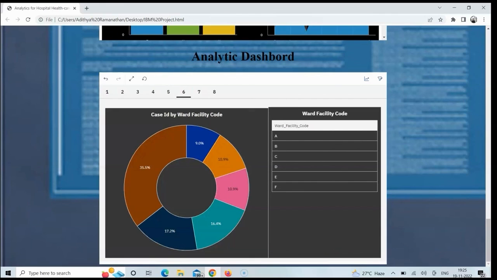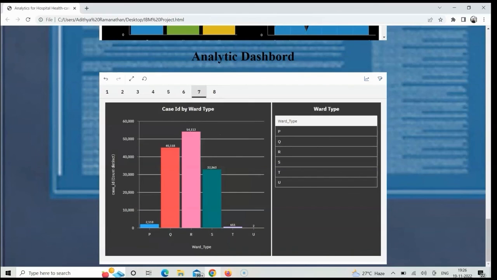Case ID by ward facility code. In this visualization, it is segregated layer by layer. F consists of 35.5% and A consists of 9.0%. B and C consist of the same value, 10.9%. Finally, it has been segregated and the values have been shaded with some colors. Ward facility code consists of 6 wards, named A, B, C, D, E, F. And moving on to the next slide.